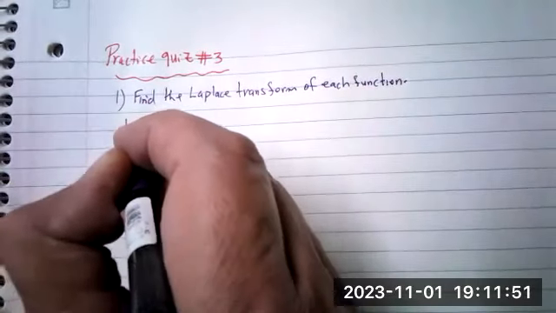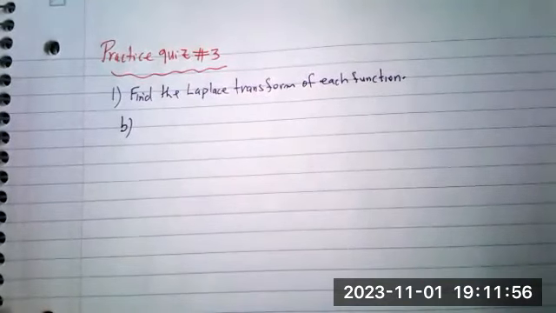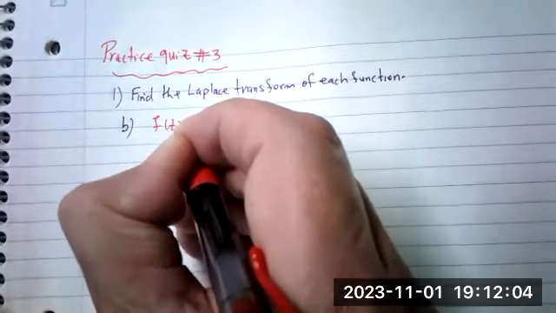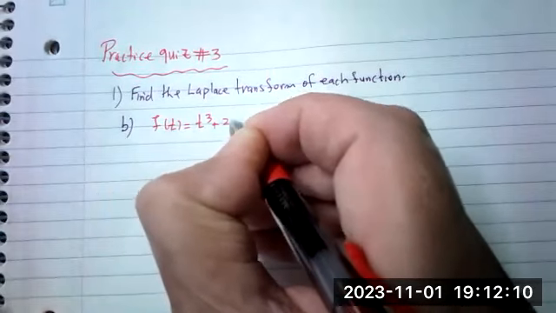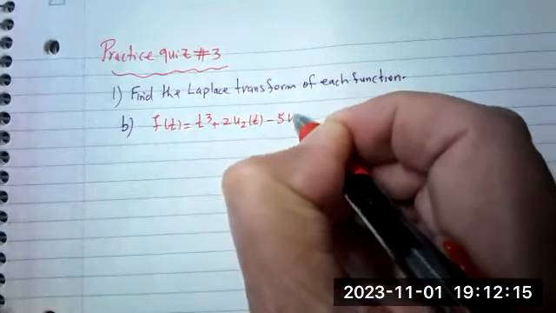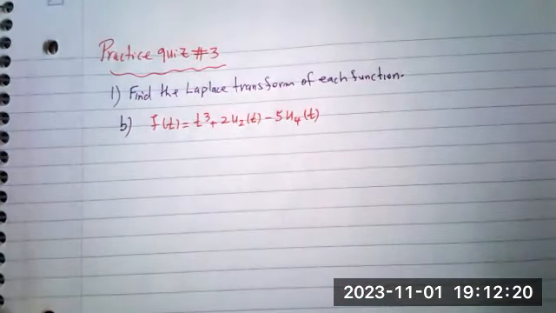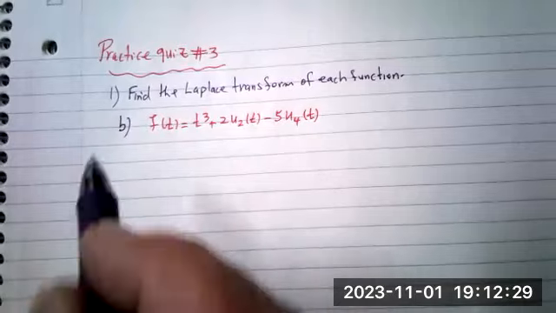This is going to be part B. Part 1, we do it later. If you do it now, it takes quite a lot of time. If we get time, I'm going to talk about it. Part B, just the ordinary one. f(t) is equal to t cubed plus 2 u_2(t) minus 5 u_4(t). That gives you the hint what type of function we are interested in. They are unit step functions. So find the Laplace transform. Solution.